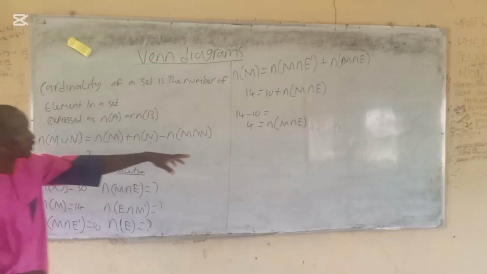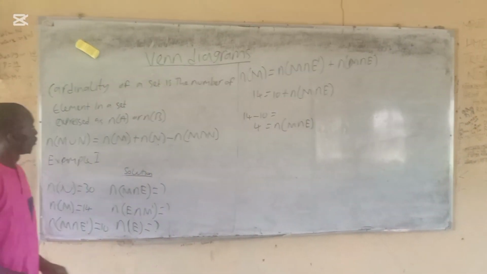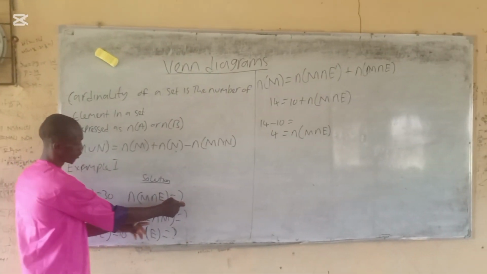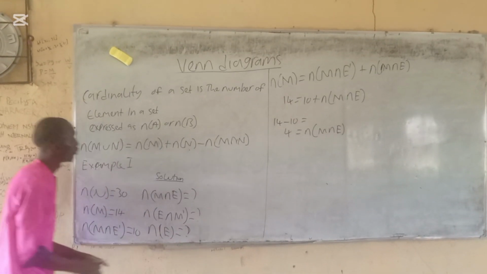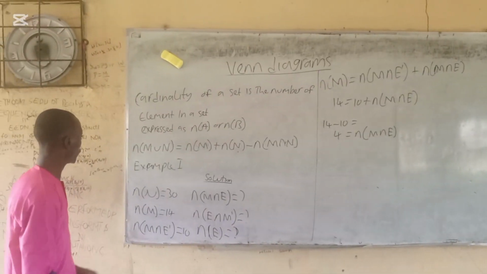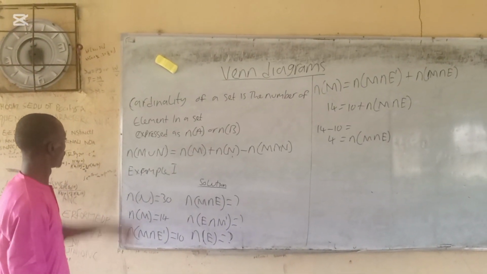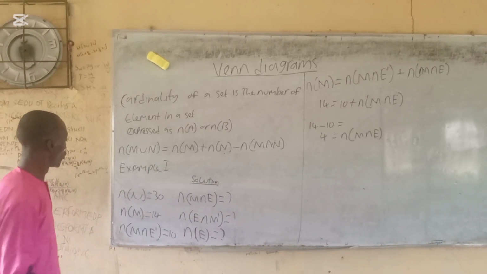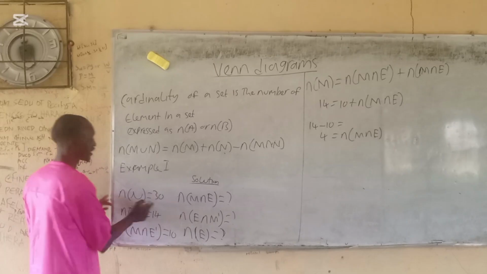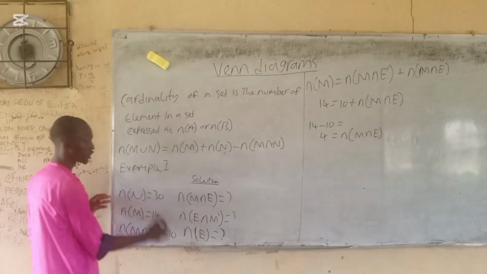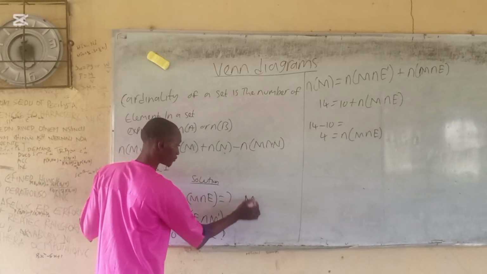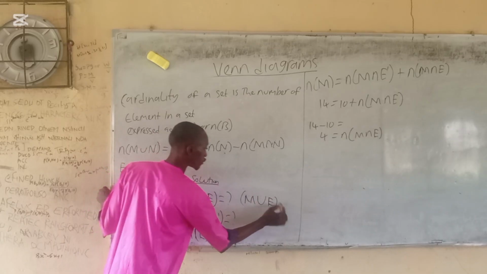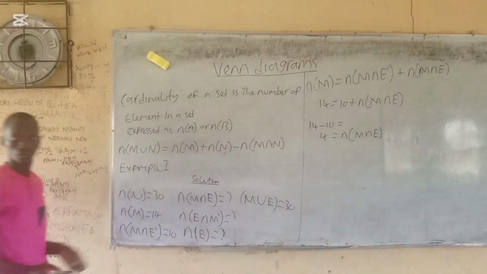Now, we have gotten this already, but we are still looking for something else. We have already gotten this, we have not gotten this. Now, let's come to the formula here. If my universal set is 30, then n union e is equal to 30. Am I right?